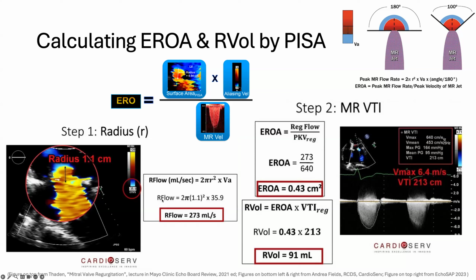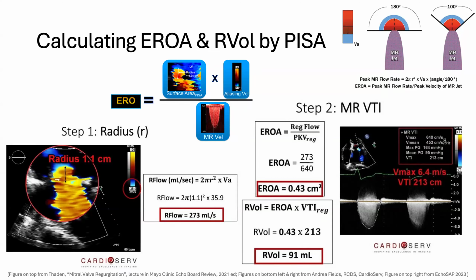Since regurgitant flow Q equals 2 pi r squared times the aliasing velocity, the regurgitant flow is 2 pi times 1.1 centimeters squared times 35.9 centimeters per second. That gives you 272.9 centimeters cubed per second, or 273 milliliters per second. That is your regurgitant flow.